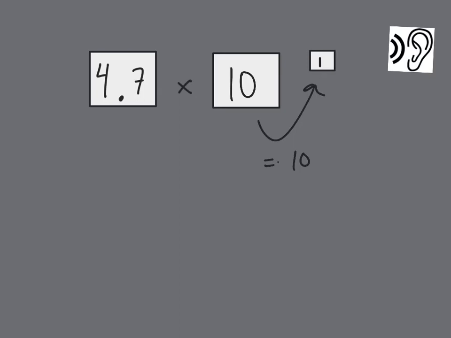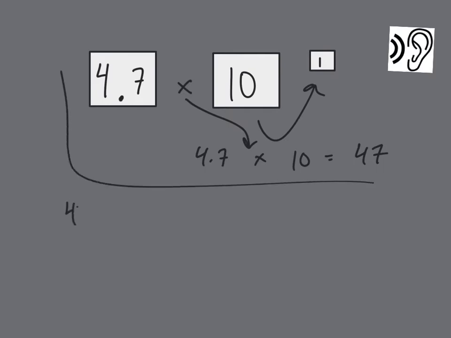So now if I say, okay, well, this is 4.7 times 10, I know something about multiplying by tens, and multiplying by tens is really just adjusting that decimal point. And so I know that this is going to equal 47. For other examples, I know that 43 times 10 is 430. I know that 3001 times 10 is 30,010.